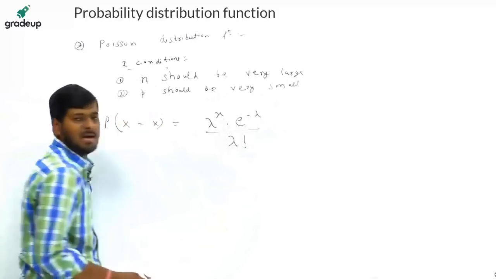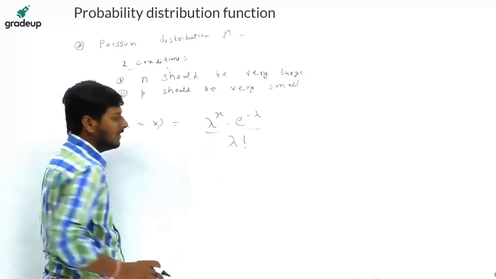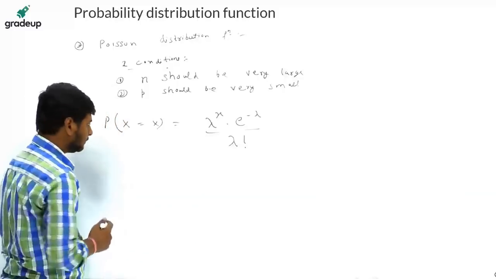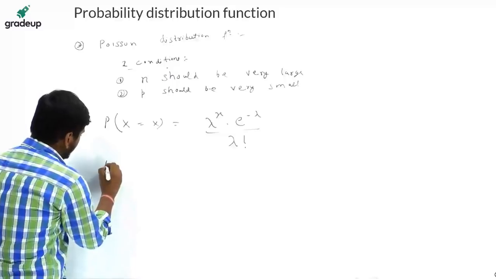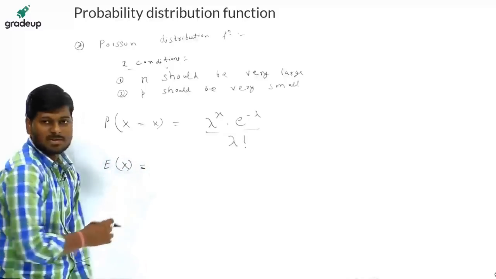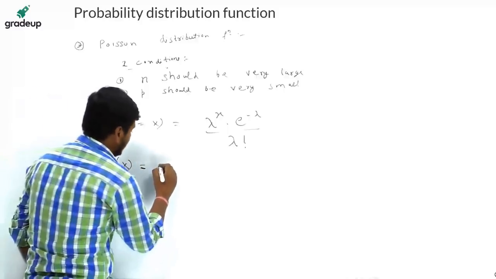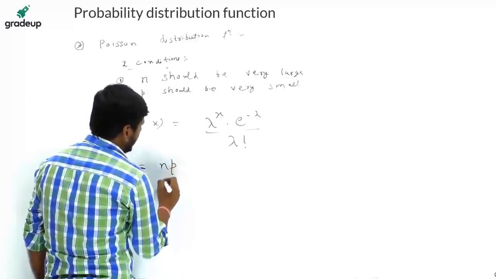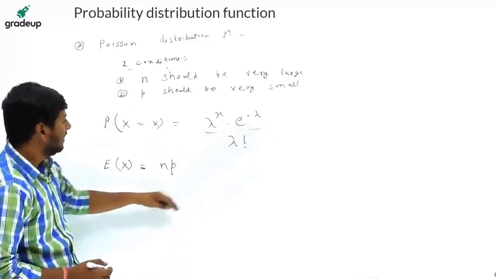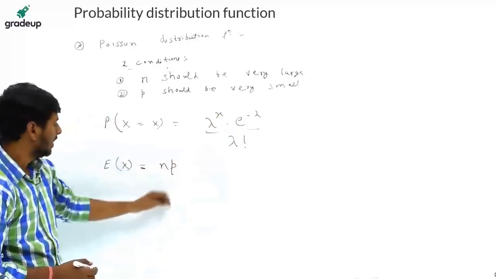Derivation is also there, but that is not required from the competitive exam point of view. That's why I have written the formula here directly. Now, what about the mean? Since I have told you this is the special case, this is equal to np only. But in this function, there is neither n nor p. So how can it be np?